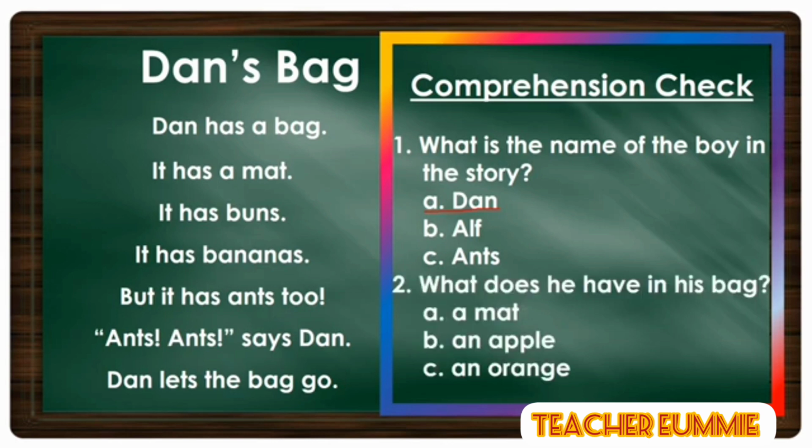Okay, let's have number 2. What does he have in his bag? A, a mat, B, an apple, or C, an orange? Okay, so what is your answer? Okay, very good. Letter A, a mat.